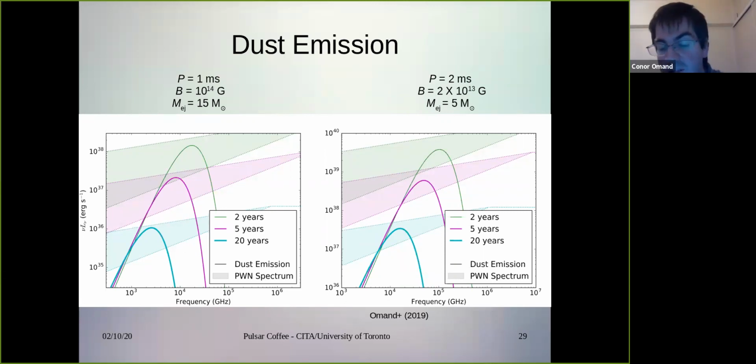This is something we're trying to constrain with our radio observations. Ideally, we would be able to do these things in tandem, like do sub-millimeter observations, get some handle on the pulsar nebula spectrum, and then we can look at dust after that.